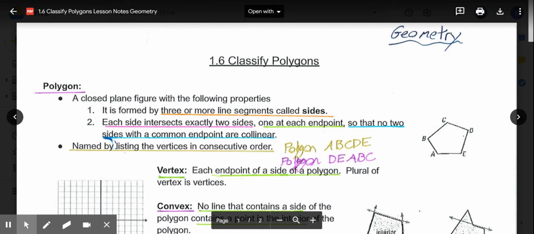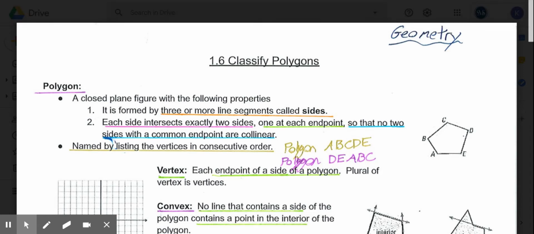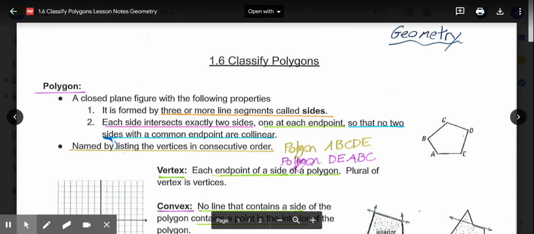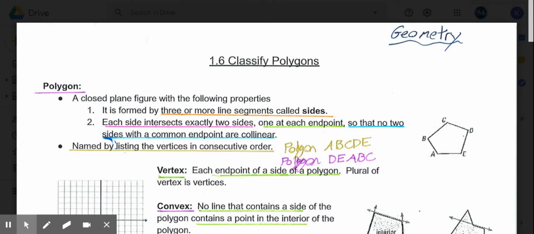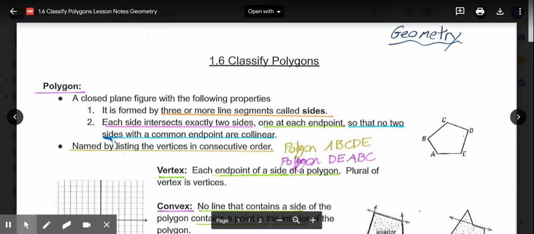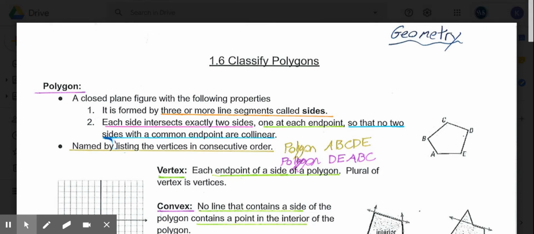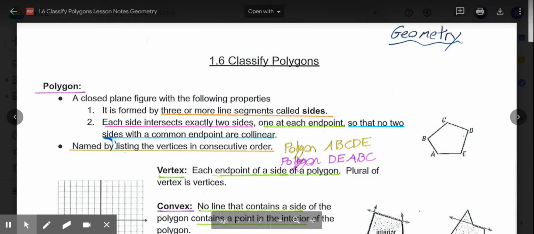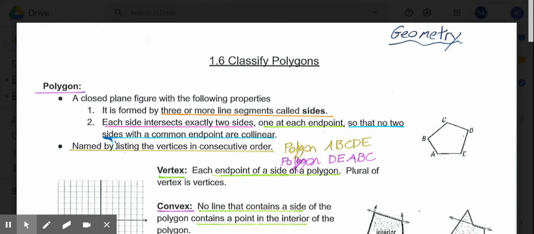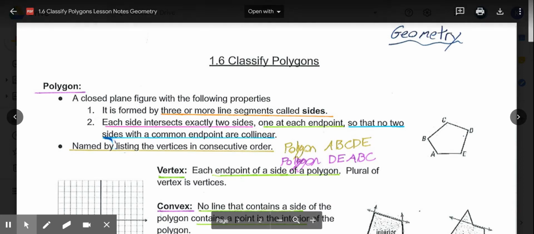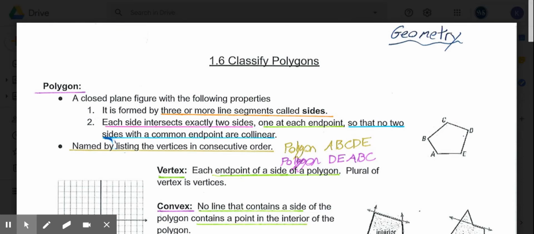Property 1, it is formed by 3 or more line segments called sides. So pretty standard there. Now part 2 is the more specific, and the part where, if you don't pay close attention, you may miss part of the definition. So it's a closed plane figure, 3 or more line segments called sides, and each side intersects exactly 2 sides, one at each endpoint.